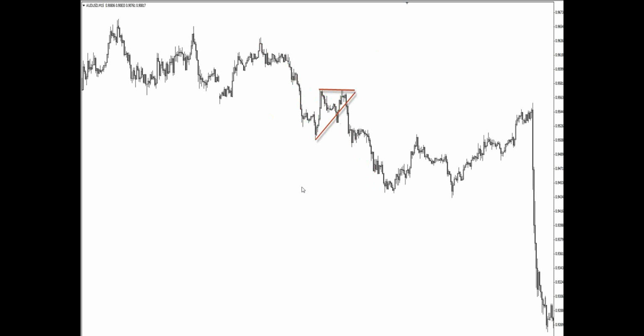This is a pure example of a continuation signal. And yet again, we can see how the price reacted to that lower trend line. We can see after this quadruple top, price has broken the lower trend line, retested it, and went lower.